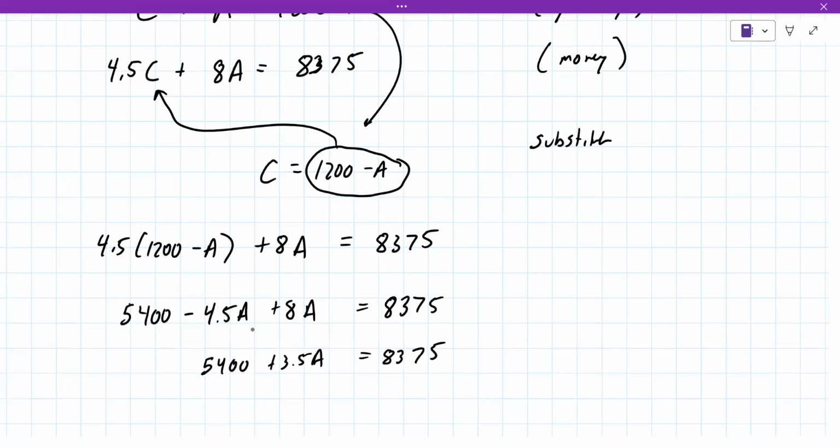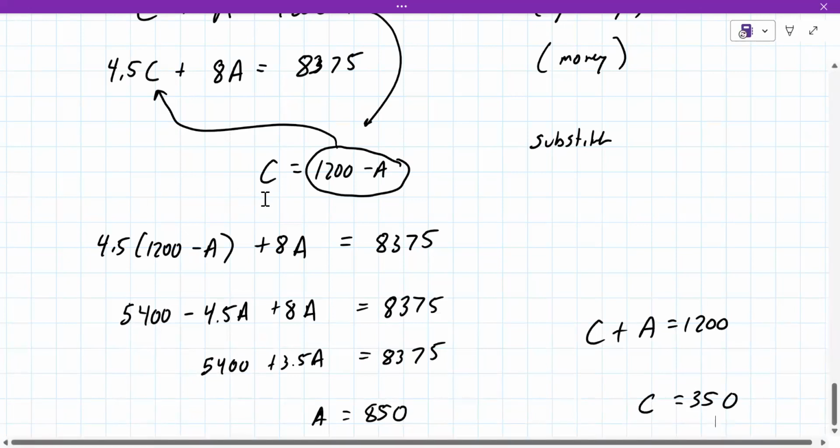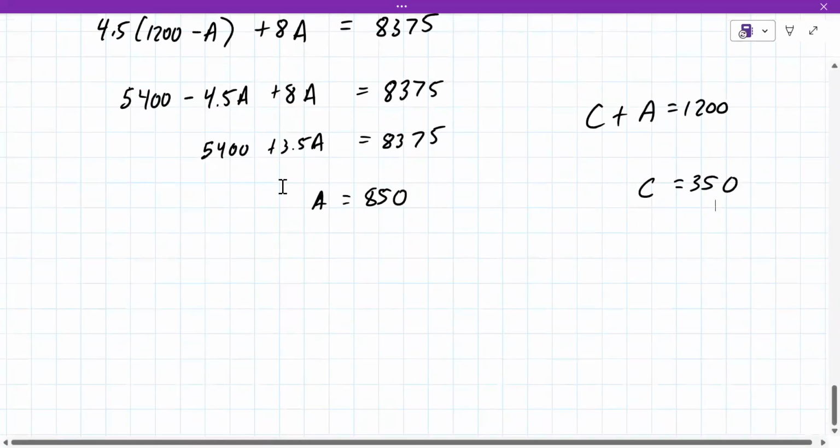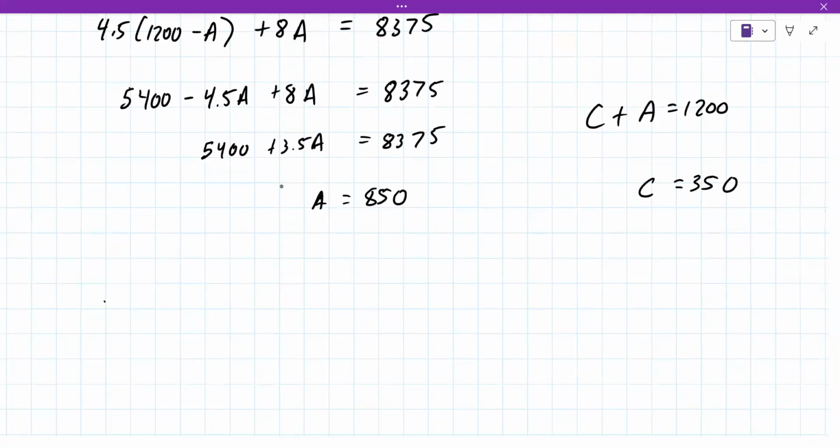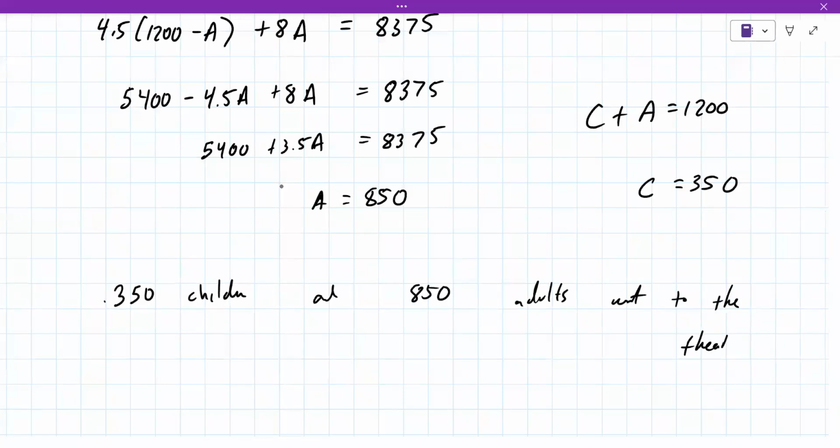A equals 850. Okay, I agree. A ends up being 850. Then you go back to the C plus A equals 1,200 to find the value of C. You'll find that C is 350. Now, sometimes in these word problems, they want a sentence to close out. So you want to say 350 children and 850 adults went to the theater on that day.